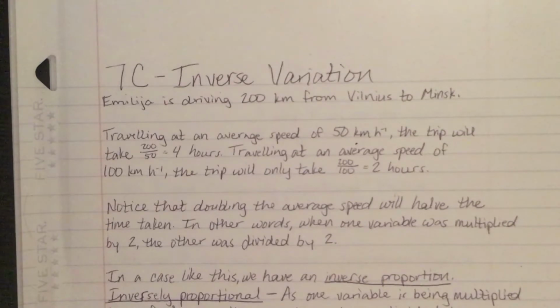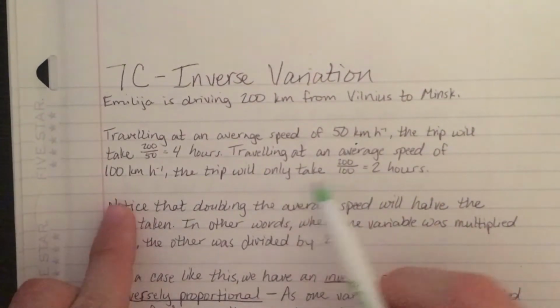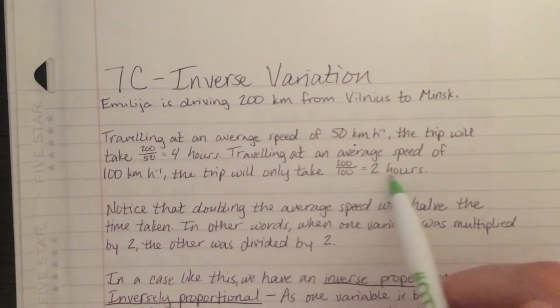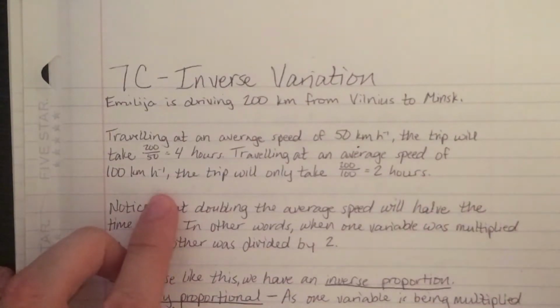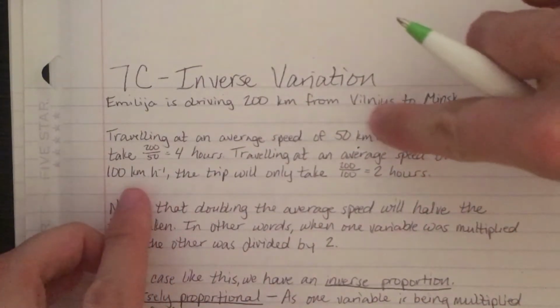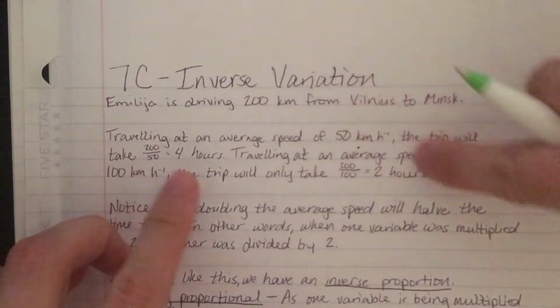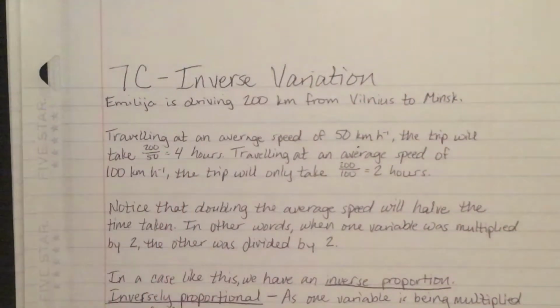Now, let's say you want to speed it up. You want to go to 100 kilometers an hour. That trip is going to take half as long. So this right here is a perfect example of inverse variation, where you see how the speed here doubled and the amount of time halved. That is a textbook case of inverse variation. So in other words, when one variable got multiplied by 2, the other does the inverse. So the other one got divided by 2.